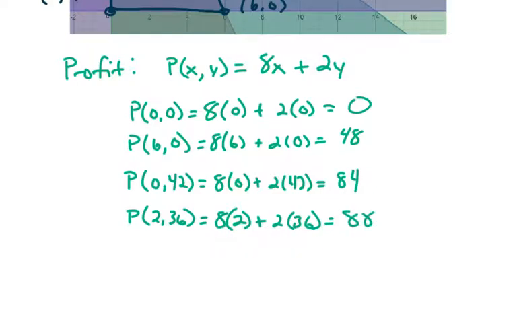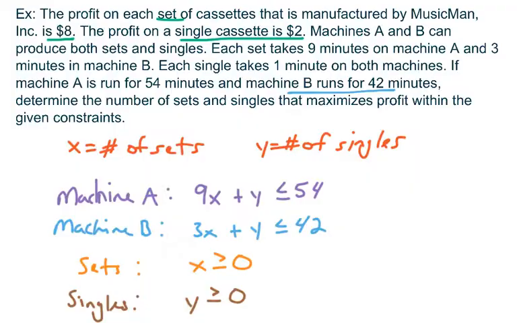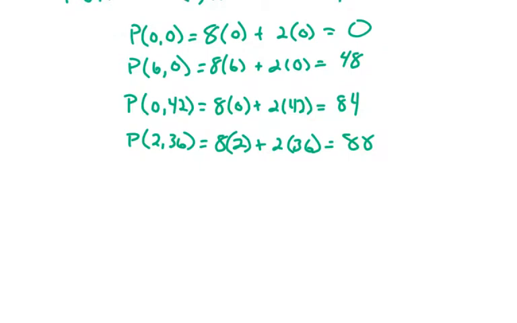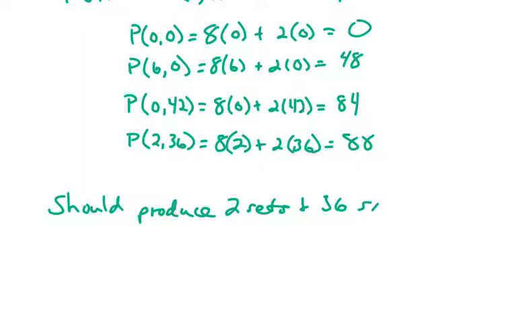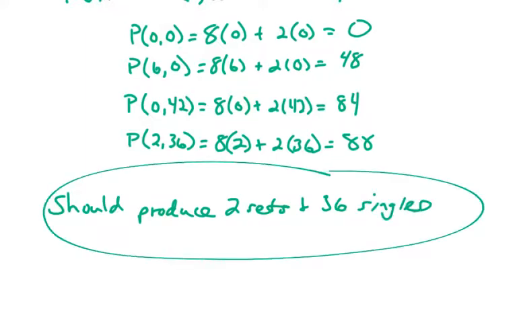So the question is, which one is the highest? Well, 88 gives us our highest profit. So to answer the question, which was to determine the number of sets and singles that maximizes profit, we should produce, or we should manufacture, 2 sets and 36 singles. And that would be our answer, 2 sets and 36 singles.